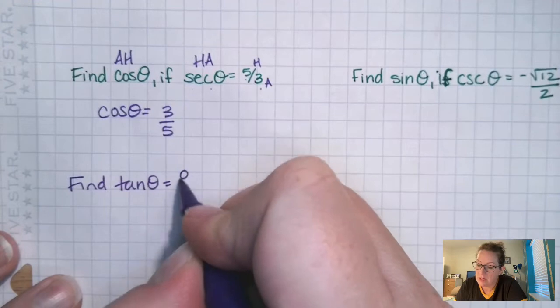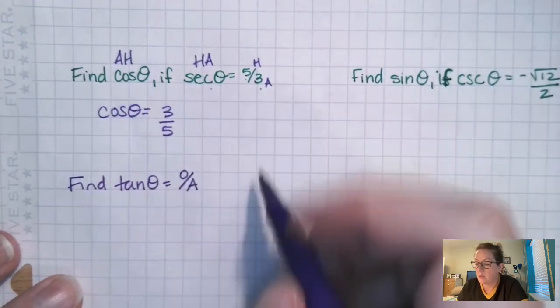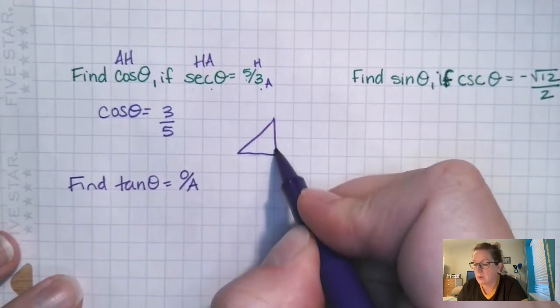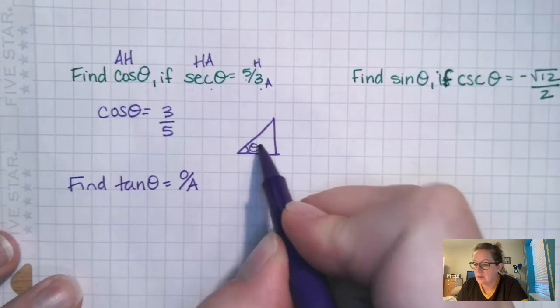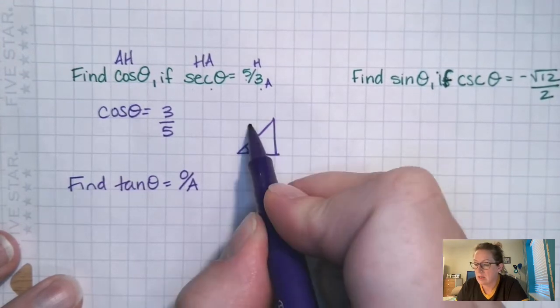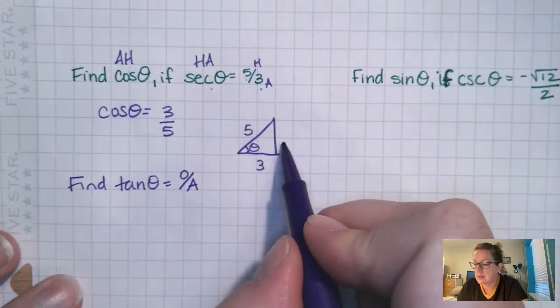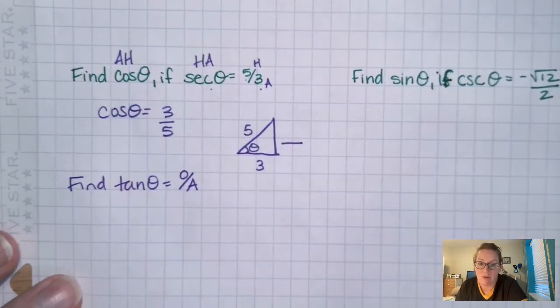In that case, we would be opposite over adjacent, right? Well, based on this triangle, it doesn't matter where we draw the triangle. If this is our theta, our adjacent is 3, our hypotenuse is 5. Let's say we don't know what the opposite is. Can we figure it out? Well, we sure can because it's a right triangle.